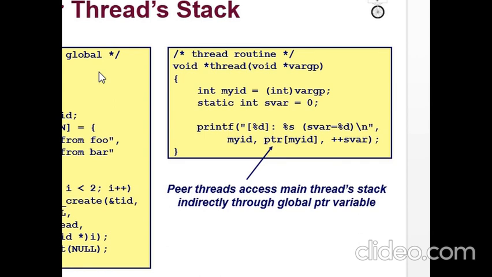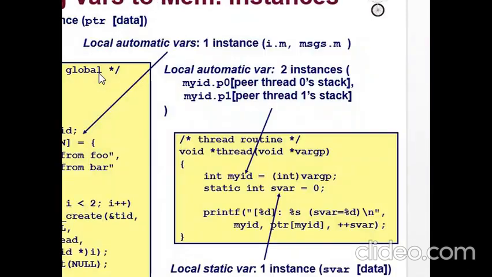Here is the main function with an int i, a pthread_t type, and a char star, which is a special pointer variable. Hello from foo, hello from bar. The closing of the main function, with the pointer to the message. Here is the for loop, taking the two values passed using the thread. The thread routine. The mapping maps to memory instances.